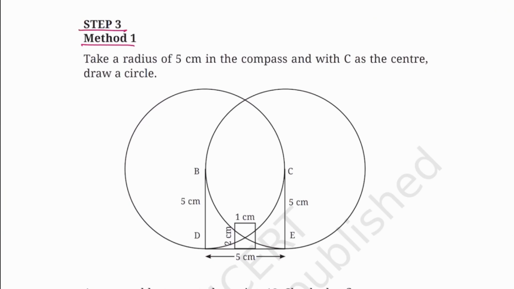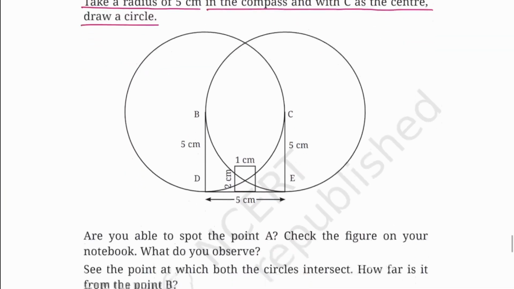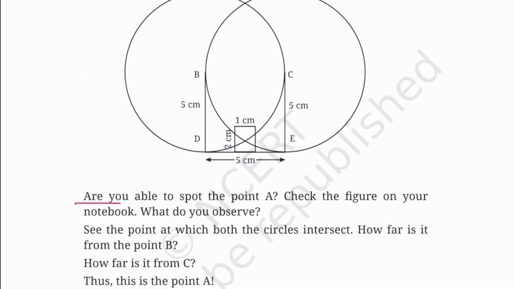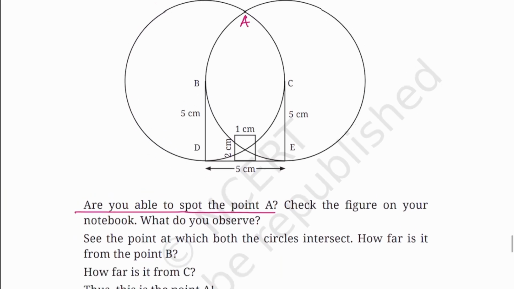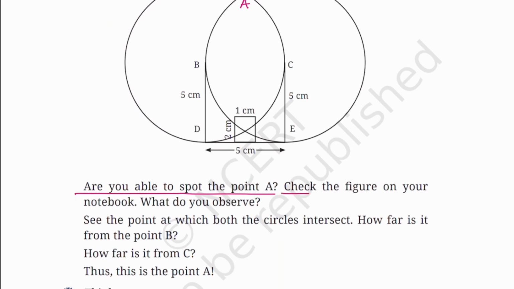Step 3. Method 1. Take a radius of 5 cm in the compass and with C as the center, draw a circle. Are you able to spot the point A? Yes, the point A is here. Check the figure of your notebook. What do you observe?